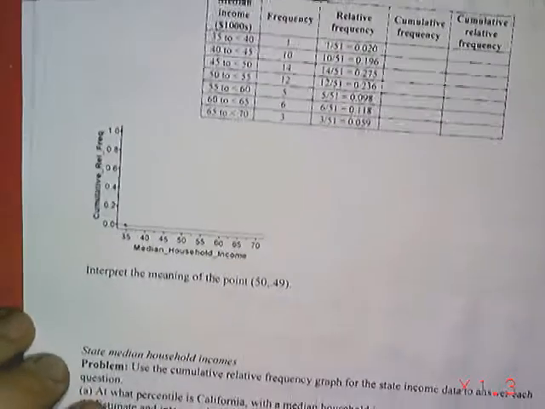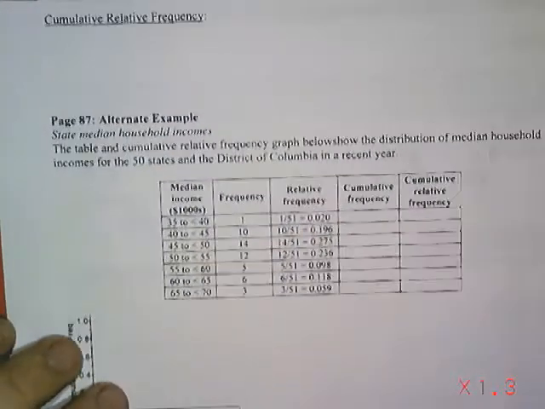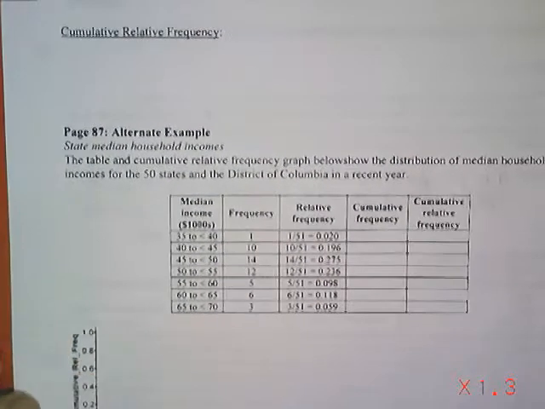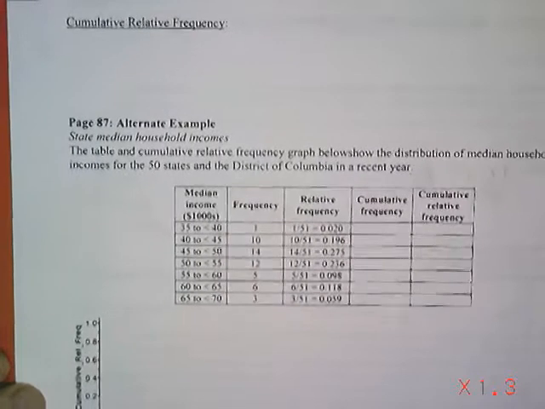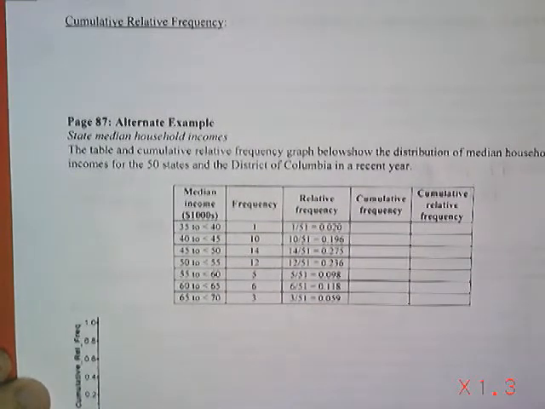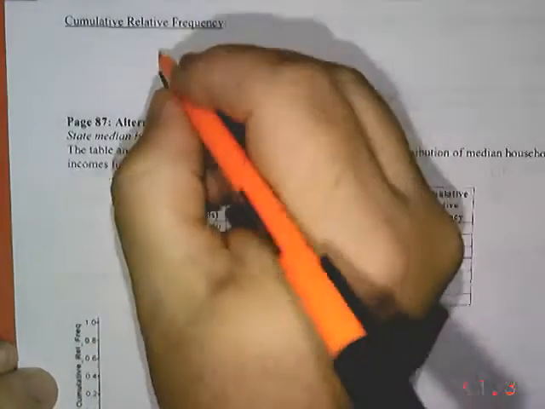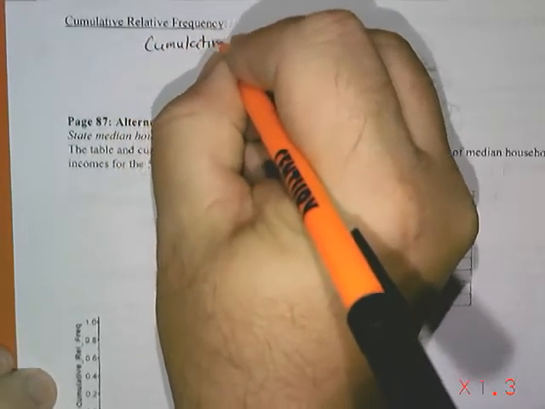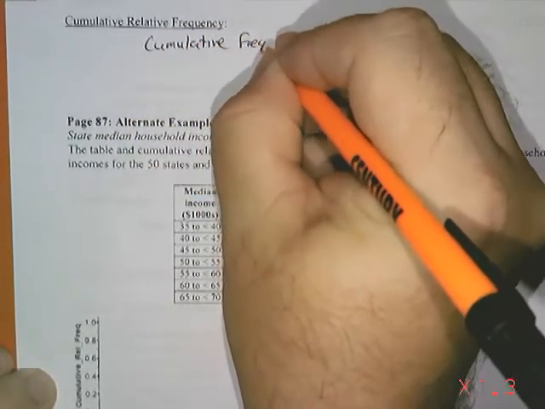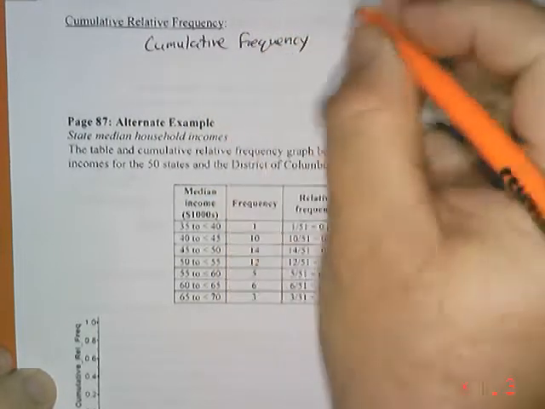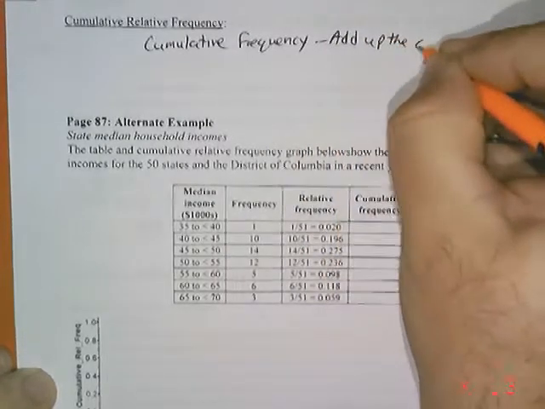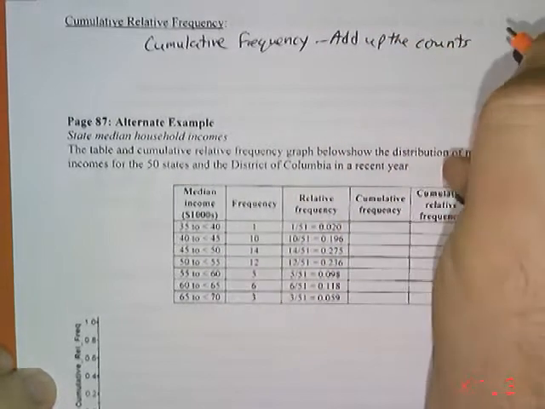Let's look at this example then. State median household incomes. The table and cumulative relative frequency graph below show the distribution of median household incomes for the 50 states and the District of Columbia in a recent year. We're going to make the graph ourselves, but so we have frequency. There was one state that had a median income between 35 and 40,000, 10 between 40 and 45, and so on and so forth. So the relative frequency, you can see 1 out of 51 is about 2% of the country.